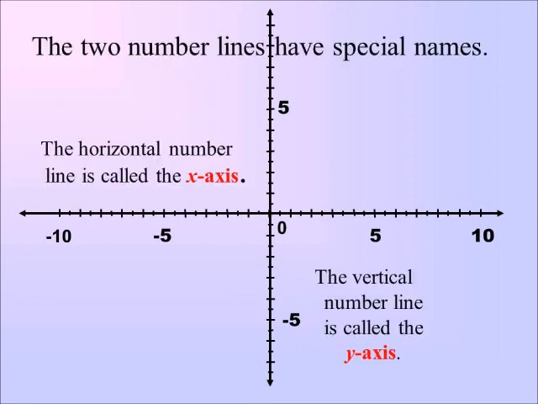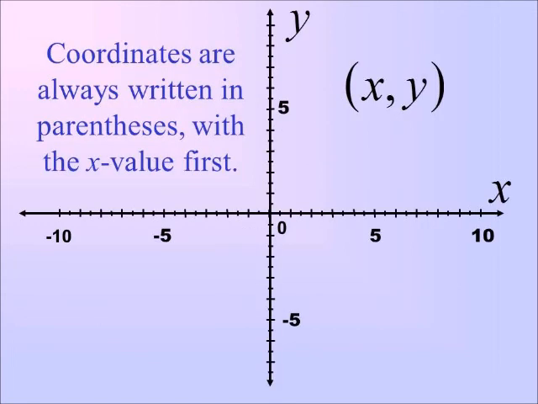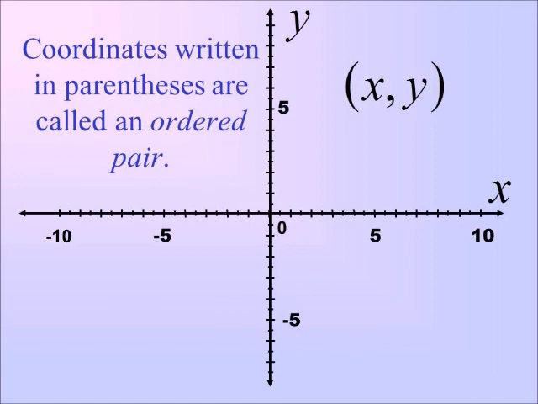The two number lines have special names. The horizontal number line is called the x-axis, and the vertical number line is called the y-axis. To study a point, we need to know where to find it, so we gave it coordinates. Coordinates are like an address. They tell you how you can get to a point if you start at the origin. Coordinates are always written in parentheses with the x value first, followed by a comma, and then the y value. When coordinates are written in parentheses, they are called an ordered pair.